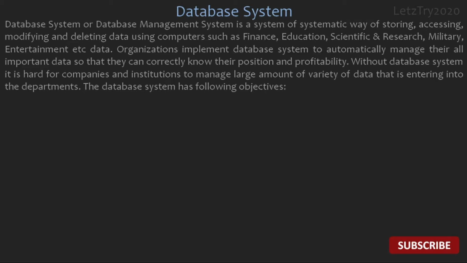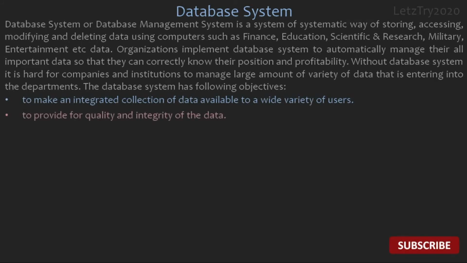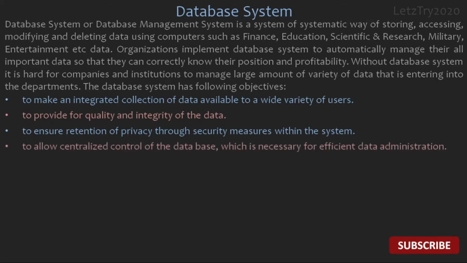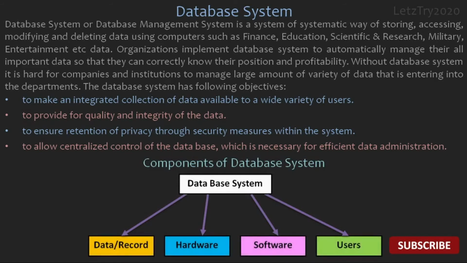The database system has the following objectives: to make an integrated collection of data available to a wide variety of users, to provide for quality and integrity of the data, to ensure retention of privacy through security measures within the system, and to allow centralized control of the database, which is necessary for efficient data administration. Let us consider the components of the database system. Have a look at this diagram.